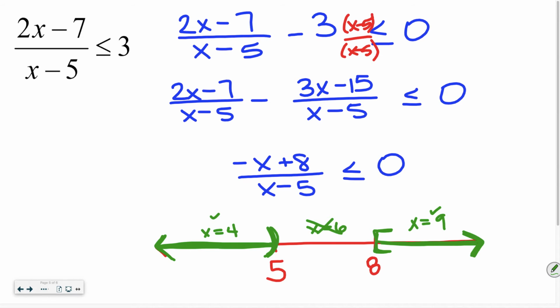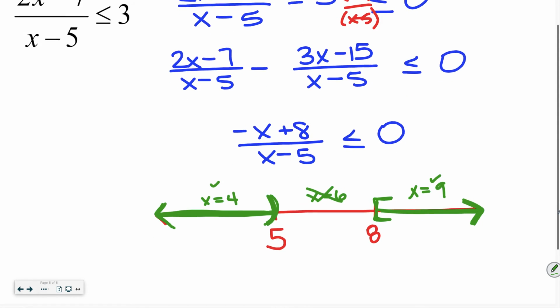Pod 7, so Nate, why would 5 not get a bracket? What makes you suspicious about 5? Because it's the vertical asymptote. It's the vertical asymptote. Can we have a value on the vertical asymptote? No. Your vertical asymptote always has to have a parentheses on it because it can never be included. There will not be a value there.